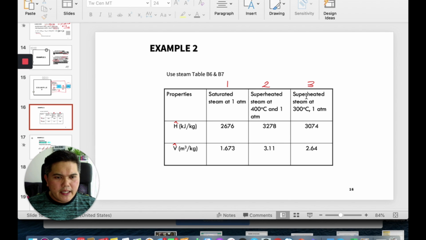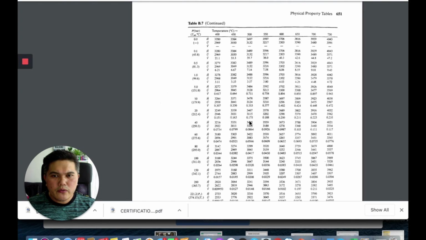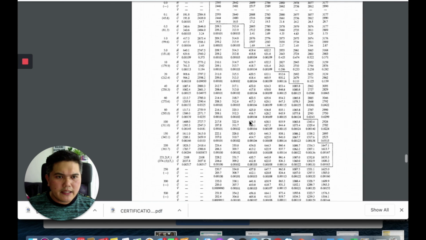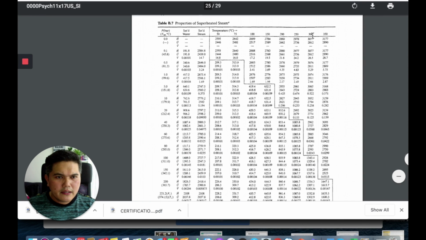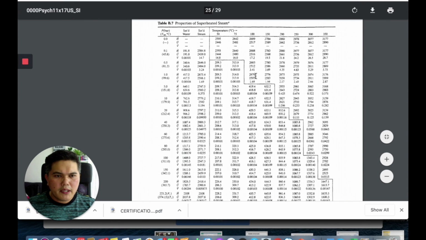What else? Superheated steam at 300 degrees Celsius. Again, this can be obtained from the superheated steam table, which is table B7. When we go to table B7, we look at 300 degrees Celsius, which is up here, and the pressure is 1 bar. Then you get 3074, and the specific volume is 2.64.